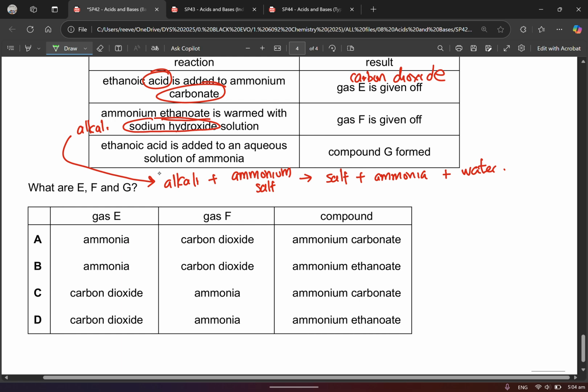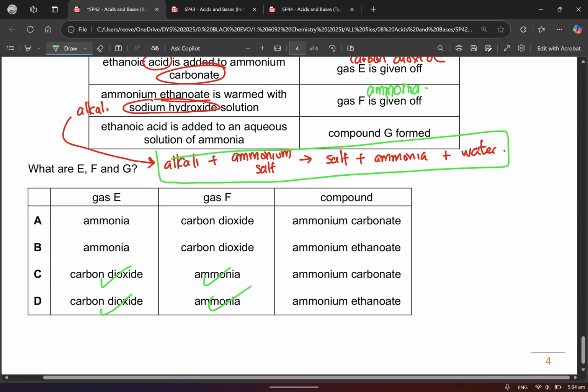Okay, so how to memorize this equation? But before that, the answer is ammonia. Okay, because based on this equation, the gas is ammonia. So I think E is carbon dioxide and ammonia. Okay, so how to memorize this equation?